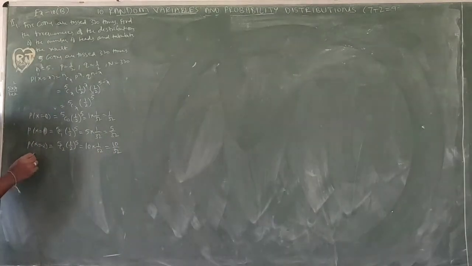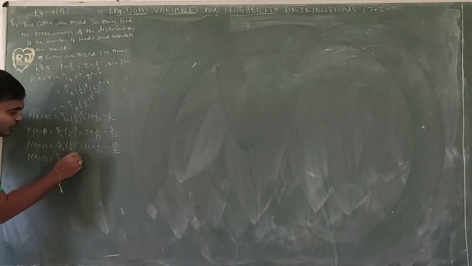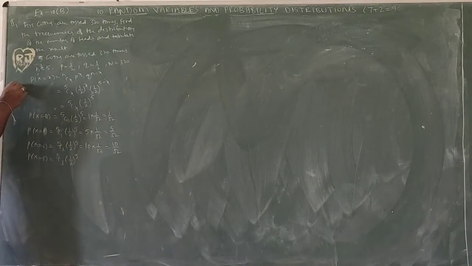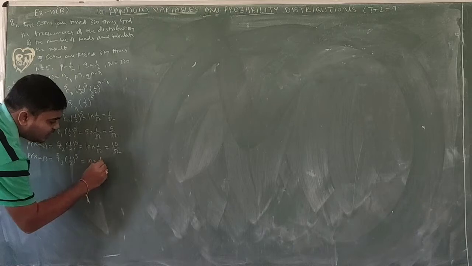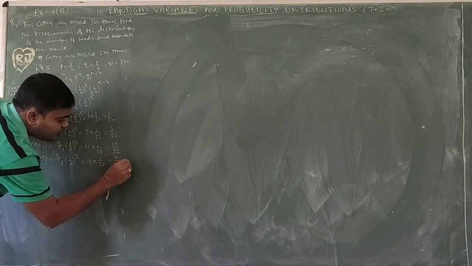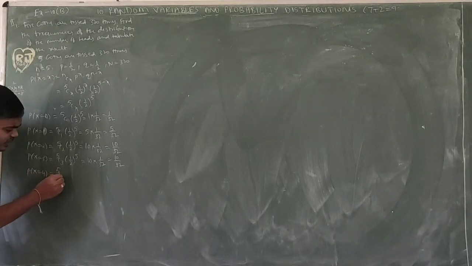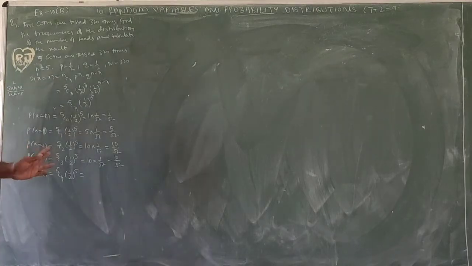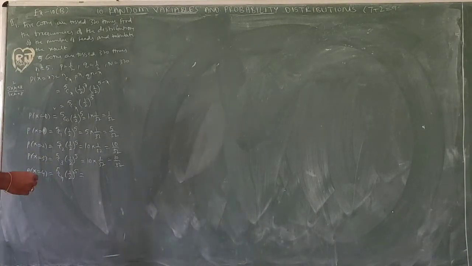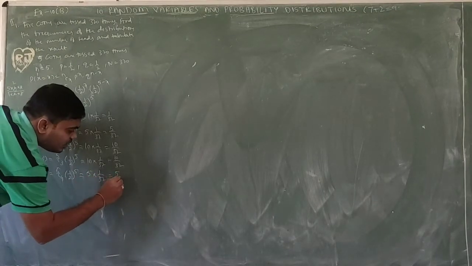Next, P of x equal to 3: 5 C 3 (1 by 2) power 5. 5 C 3 is 5 into 4 into 3 by 1 into 2 into 3, the 3 cancels, giving 10, so 10 by 32 again. Next, P of x equal to 4: 5 C 4 (1 by 2) power 5. 5 C 4 equals 5 C (5 minus 4), which is 5 C 1, equal to 5. So 5 into 1 by 32 equals 5 by 32.